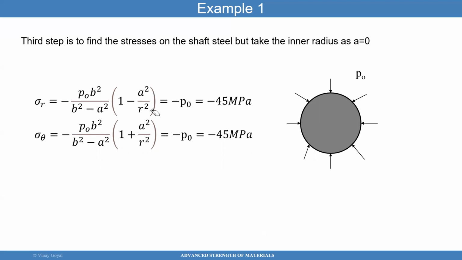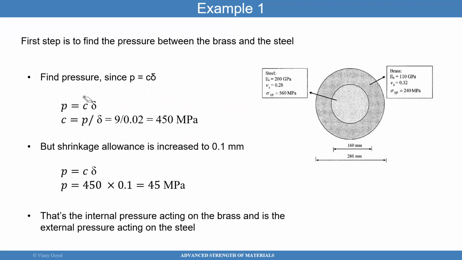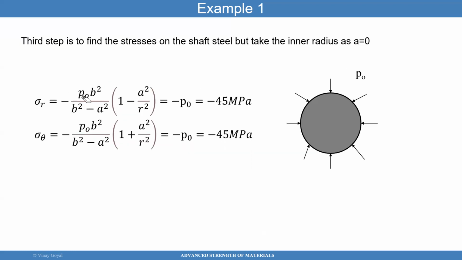So that goes to 0. So you can see here A is 0 in these two equations. But I do have an external pressure P naught, and the external pressure should be applied. I know what P naught is. It was 45. So I just apply 45. And you can see if A is 0, then B cancels.